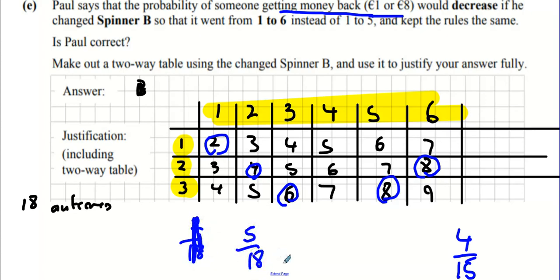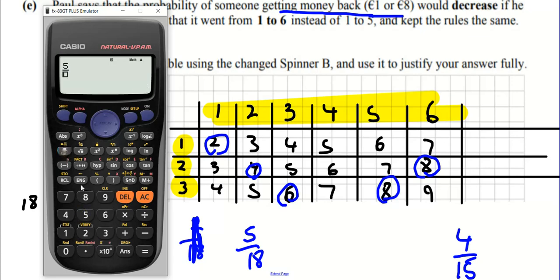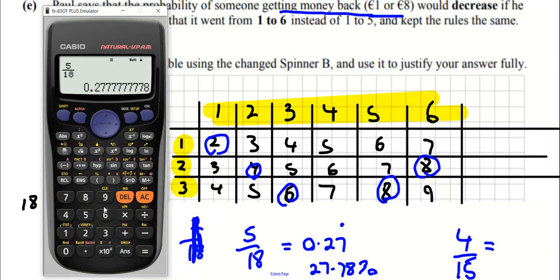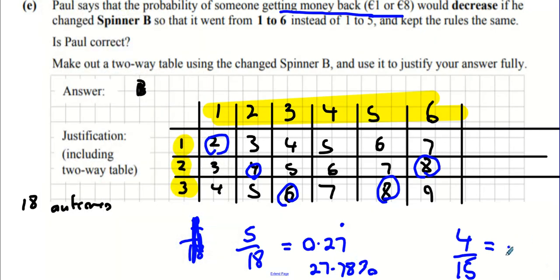Now, which one's the bigger percentage? 5 out of 18 or 4 out of 15? So 5 out of 18 is 0.2777 recurring, or 27.78% if you multiply by 100. Well, 4 out of 15 is, I think it's 26.66%. Yeah, 26.67%. So 0.26 recurring, and that is 26.67%.